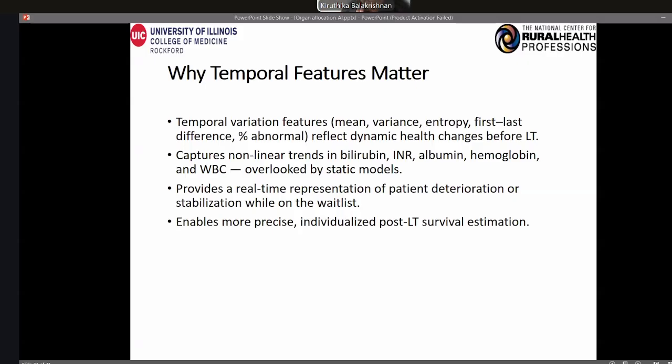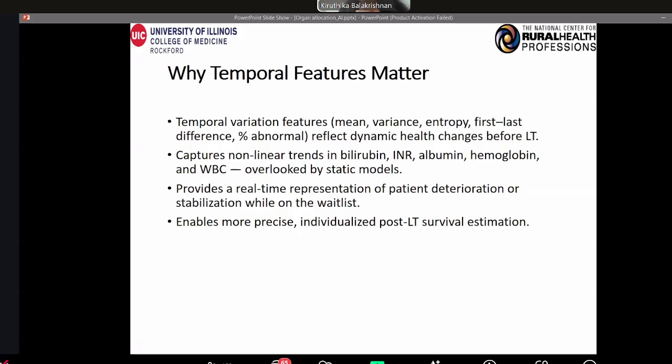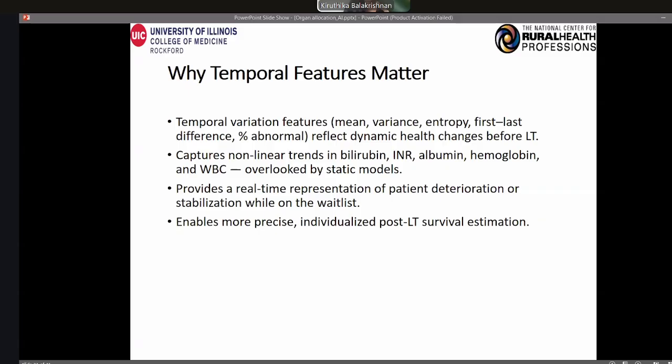That's a major advantage because in liver transplantation, liver disease progression is rarely linear. Patients can worsen rapidly or temporarily recover depending on many factors. Ultimately, including these temporal dynamics allows for more precise and individual survival predictions after the transplantation. It helps clinicians identify patients at high risk earlier and take intervention or monitoring accordingly.